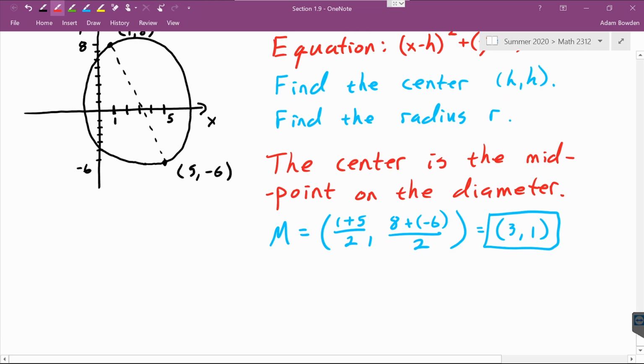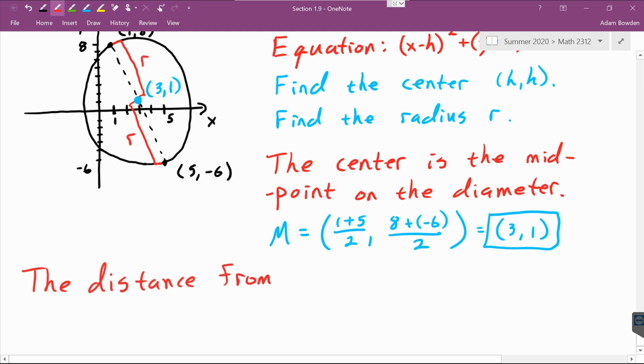Now for the radius, I'll look at the midpoint, which we just figured out, the center, and I'll use that to figure out the radius by figuring out the distance between the center and either of the endpoints on the diameter here. So either one of those would work. I'll find the distance from the 1, 8 to the 3, 1 to get the radius.